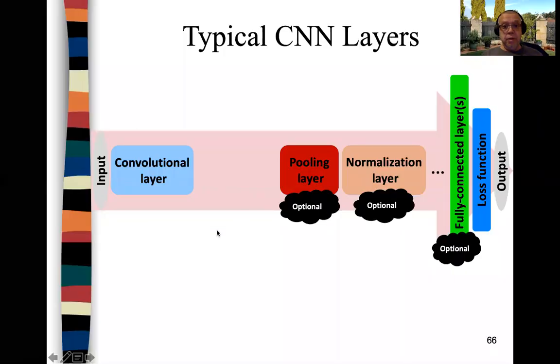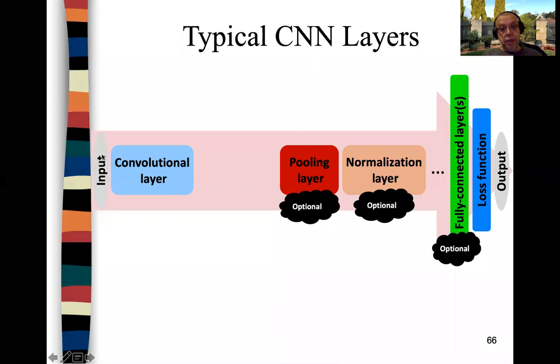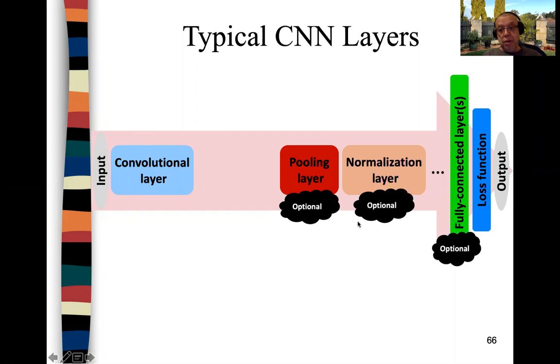Hello again. Now we've seen typical CNN layers. So we've seen the convolutional layer so far. Now we're going to see the nonlinearity layer.